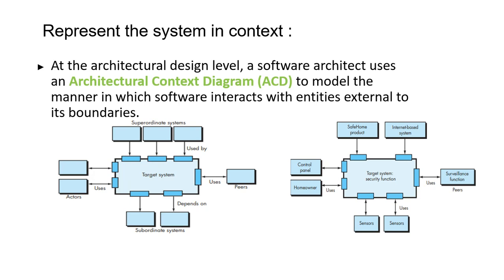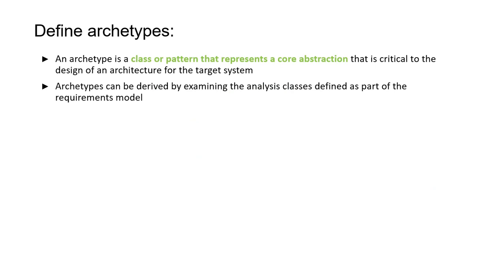For the security function, we have one product called the SafeHome product, and then the internet-based system is there, the sensors are connected, users will be there, and then the surveillance function will be there, where you will be able to view through the cameras. We will call that the surveillance functions. An archetype is a class or a pattern that defines a core abstraction that is critical to the design of an architecture for the target system. The core abstraction is just a declaration or a brief explanation of a particular pattern or class.